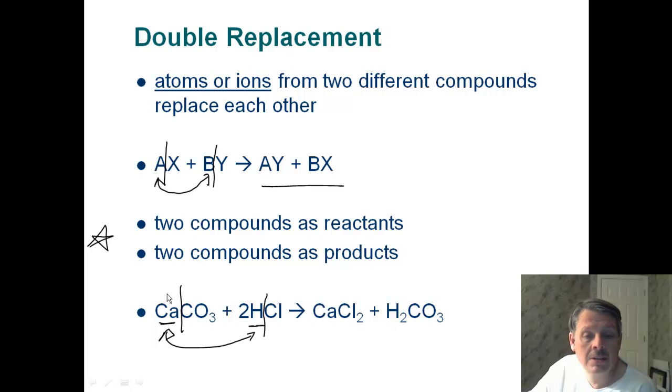So the way you recognize this is you have two compounds as products, you have two compounds as reactants, and you'll notice that you can essentially draw a line through them and say the two metals, or more precisely the two cations, swap. Okay? That's the way you should recognize a double replacement reaction.